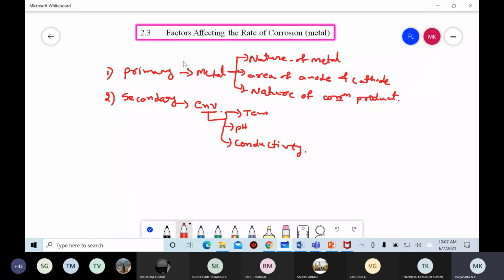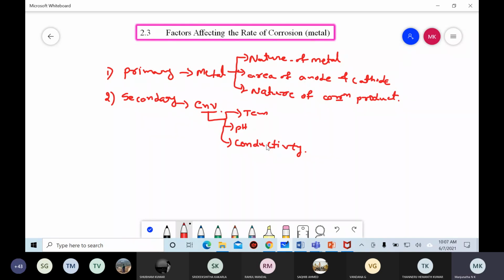It's clear. Next one, that is factors affecting rate of corrosion. There are 6 factors, 3 from primary factor, that is due to the metal, and 3 from secondary factor, that is due to the environment. Because of these 6 factors, whatever metal we are exposing to the environment, it undergoes corrosion very fast or very slowly. It's clear.